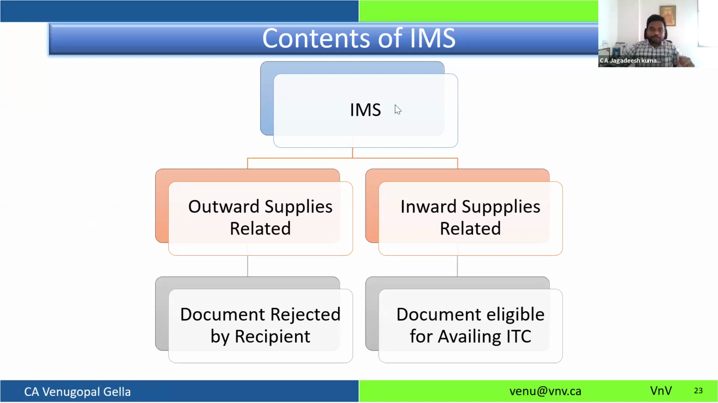In the outward supply, a supplier can view all the actions taken by his recipient on his invoices. If your recipient has rejected it, the supplier can see it. Similarly, for the recipient, there will be inward supplies: all the documents uploaded by your supplier, you can see in the inward section. Now we'll see the workflow of the IMS.